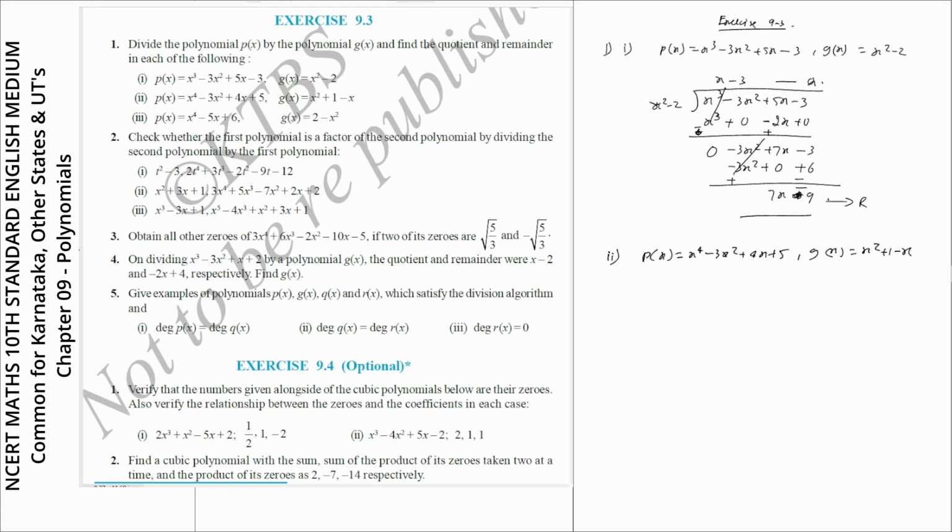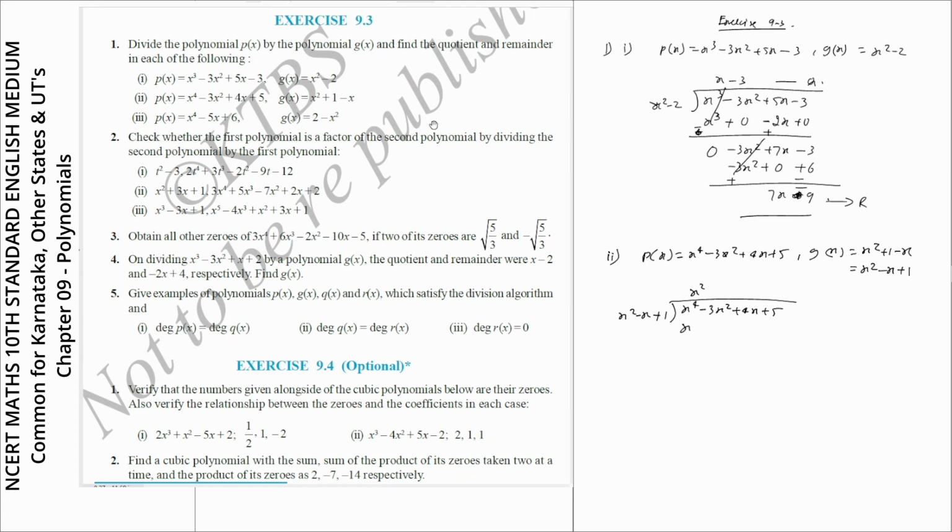Second sub question. p of x is equal to x power of 4 minus 3x square plus 4x plus 5, and g of x is x square plus 1 minus x. Now g of x, I'll reorder it. I can write it as x square minus x plus 1, in the descending order of the power of x. Now divide x power of 4 minus 3x power of 2 plus 4x plus 5 by x square minus x plus 1.